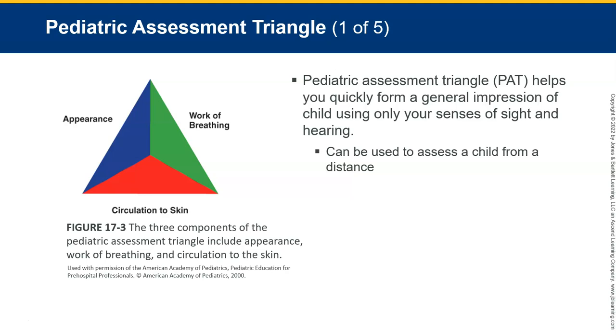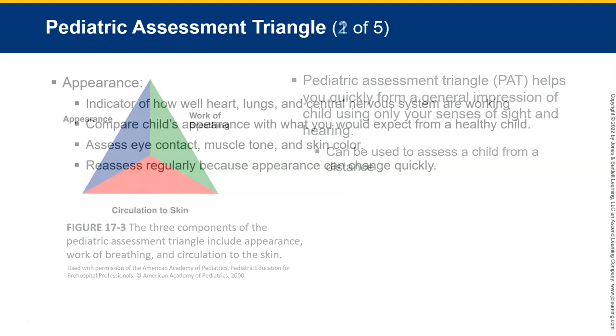When you start to compare it to adults, you can use this same assessment triangle with adults. So what it does, it provides you with an accurate initial picture of functioning of the child's airway, of their breathing, of their circulation, and then their level of responsiveness or their level of consciousness. So it can be used to assess from the distance and determine which steps need to be taken first. Do we need to worry about their circulation or worry about their breathing? We're looking at all of these different things and able to process this. The appearance, work of breathing, and then as you see, circulation to skin.